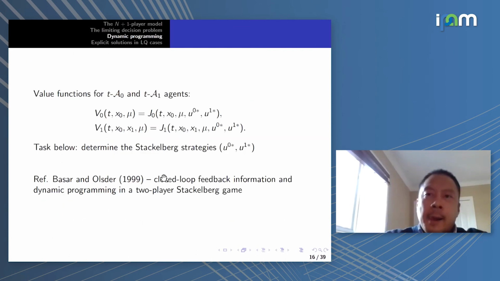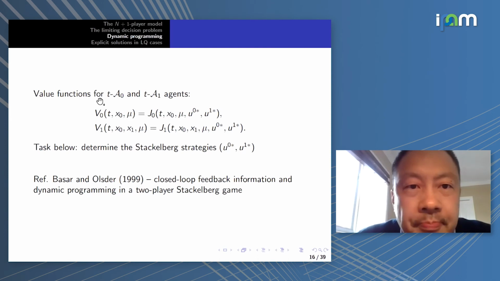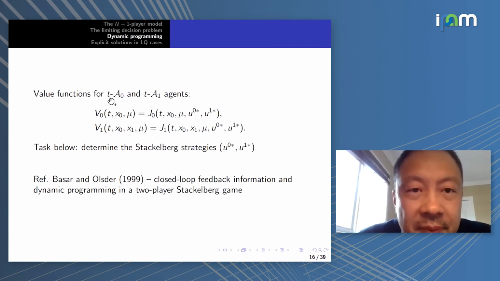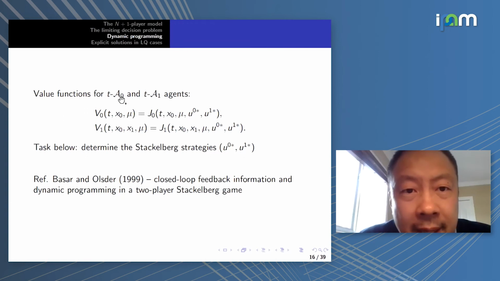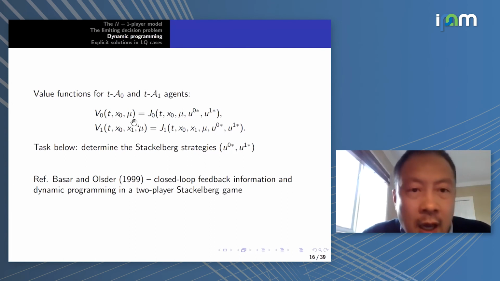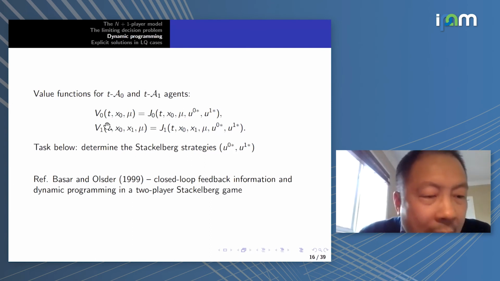So given this notion of t-selves, we can now merge that notion into our notation. For the major player, we can now index by different time t. We get t(A0) agent. For the minor player, we get t(A1) agent. For each agent, we can define the value function.